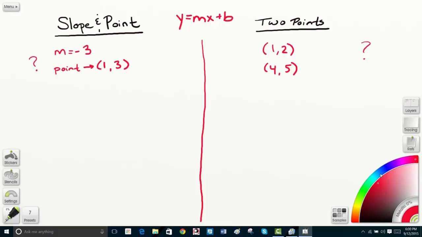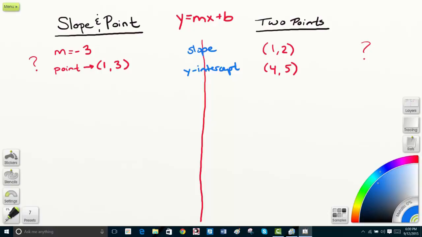Okay, let's go back to our first example, the slope and point example. So we know, this is actually kind of nice, because right off the top we know one of the 2 important pieces of information. Keep in mind that our 2 important pieces of information are slope and y-intercept. If we know that information, we can easily create equations, and that's how we've been doing it in the last section.